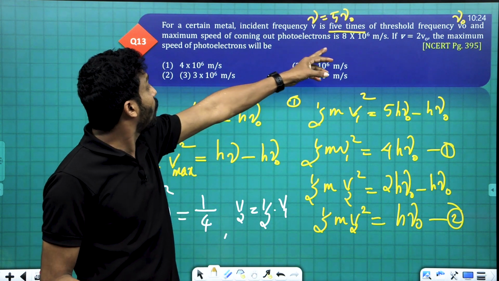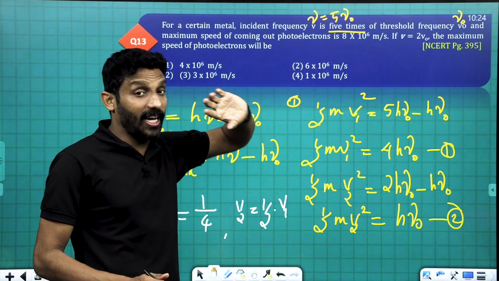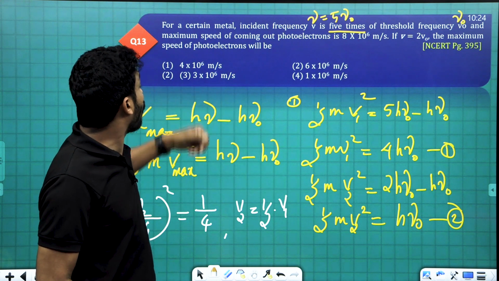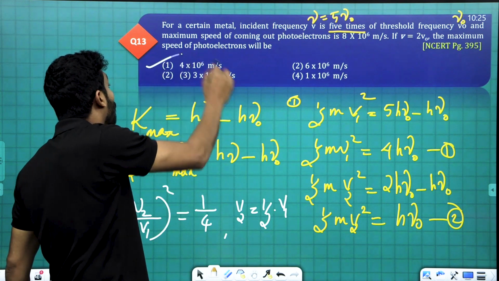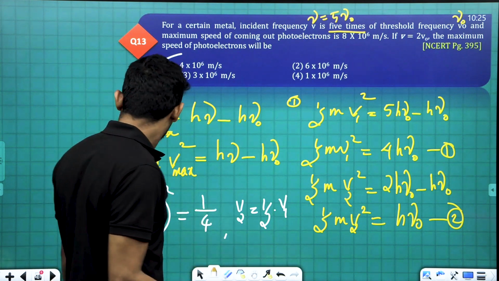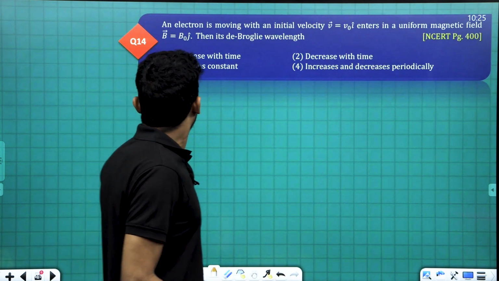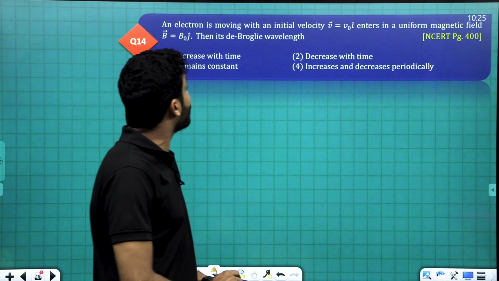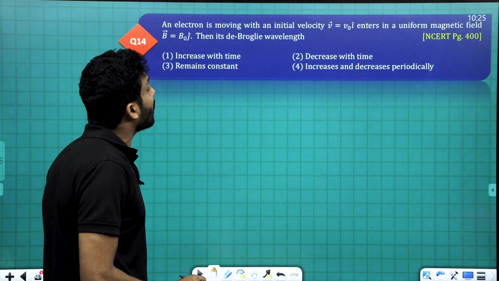And what is V1? 8 into 10 power 6. 8's half value is 4 into 10 power 6. 4 into 10 power 6 is the first option. Understood clearly? Okay. The next question is, an electron is moving with an initial velocity.